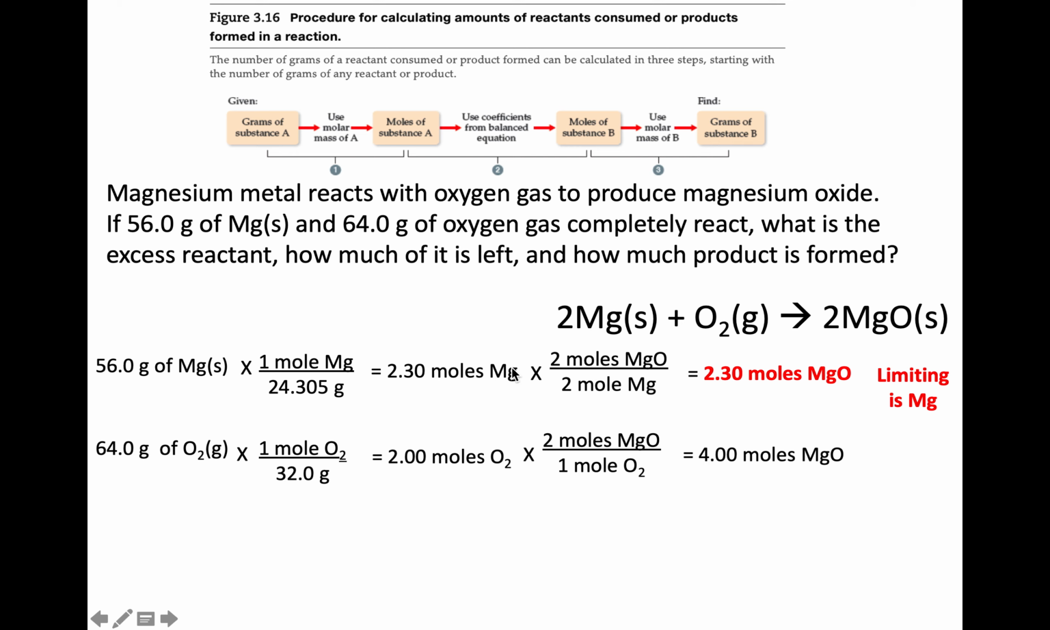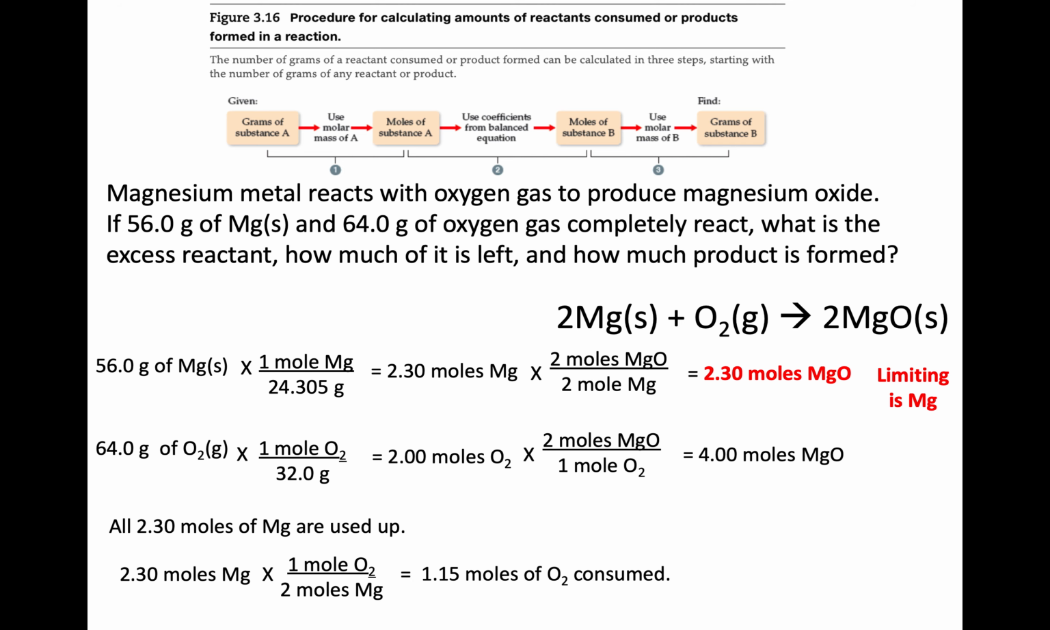If we analyze the amounts and we use the magnesium, we find that we can form 2.30 moles of magnesium oxide. If we use the oxygen, we could form 4 moles. That tells me that the magnesium is the limiting. The fewest amount of product is the amount that forms. So the oxygen is in excess, the magnesium is the limiting. All 2.30 moles of the magnesium are used up.